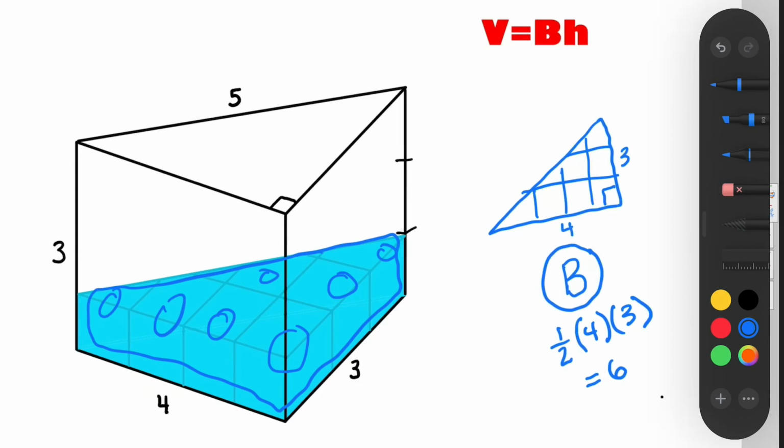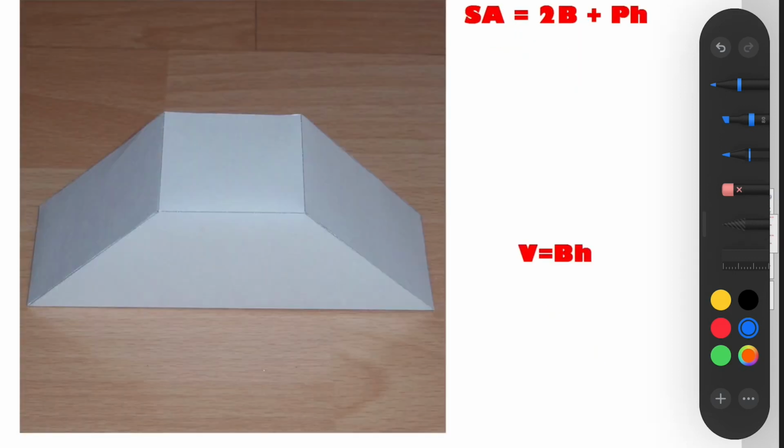So it takes 6 cubes of ice to fill up the bottom layer. That's B. And then we would need another 6 for the next layer and another 6 for the next layer. So that's 3 levels of 6 ice cubes. So do you see why the height being 3 tells us how many levels of ice cubes to stack in there? Now our main goal with these formulas is to actually calculate how much surface area and how much volume these prisms hold. So the first thing I want to show you is this common mistake that people make.